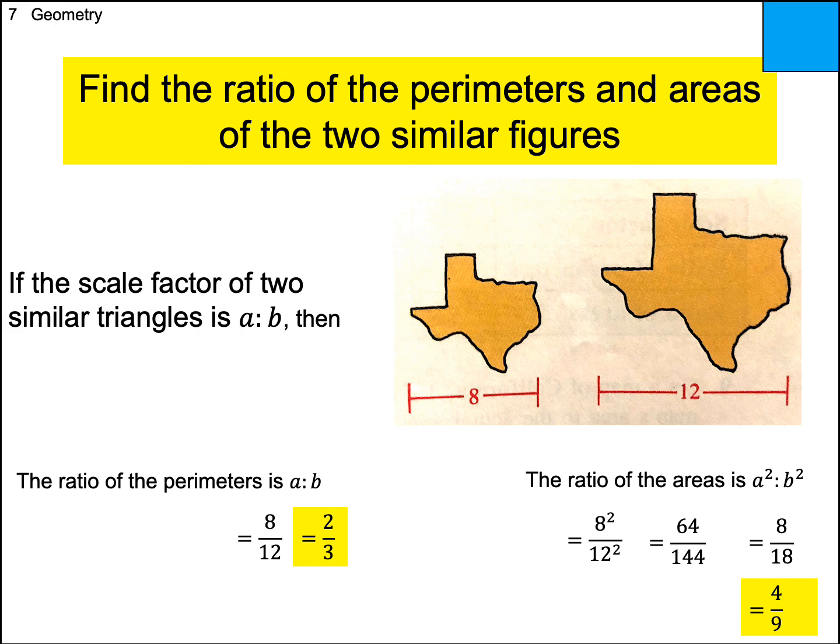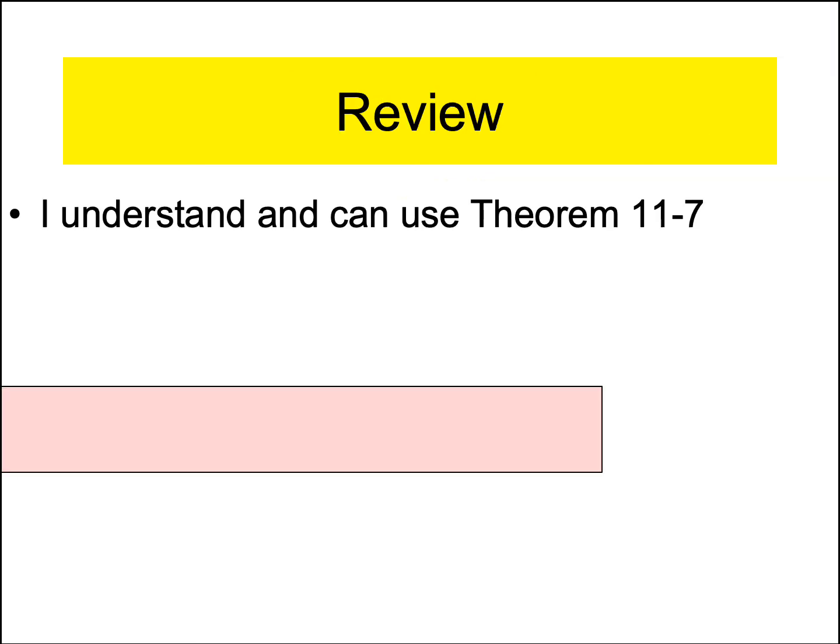Tonight for homework, most of your homework is going to be like this. They're going to give you either the ratio of their areas, or the ratio of the perimeters, or the ratio of their scale factors. You're just going to have to convert from one to the other. Just remember, if they give you the areas, that is the scale factor squared. So you'd have to take the square root of both. Square root of 4, square root of 9, you get back to 2/3. Okay, makes sense? All right, so that wasn't too bad.